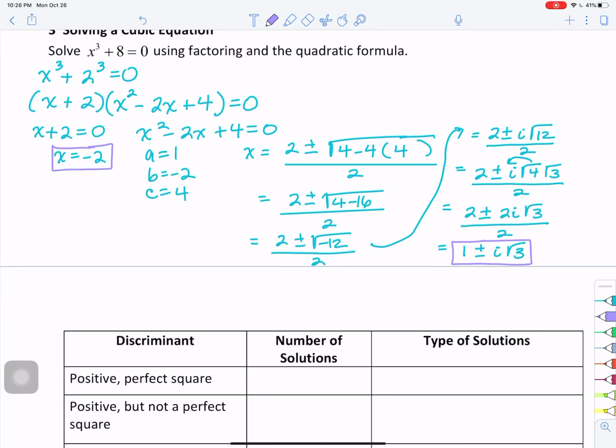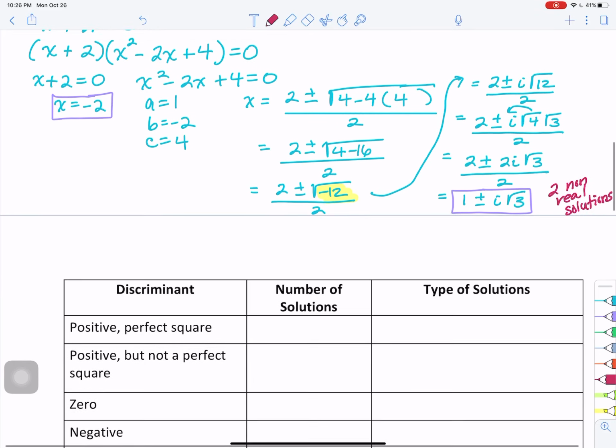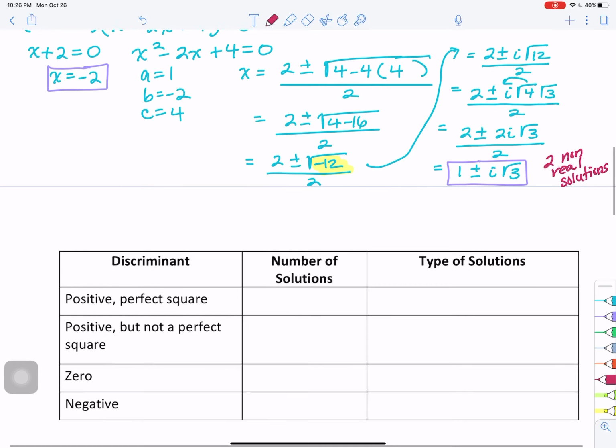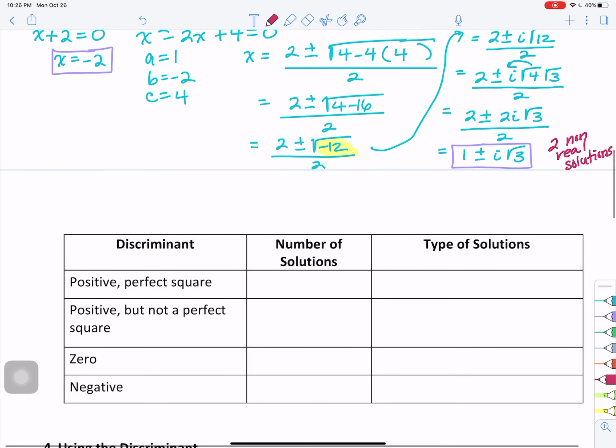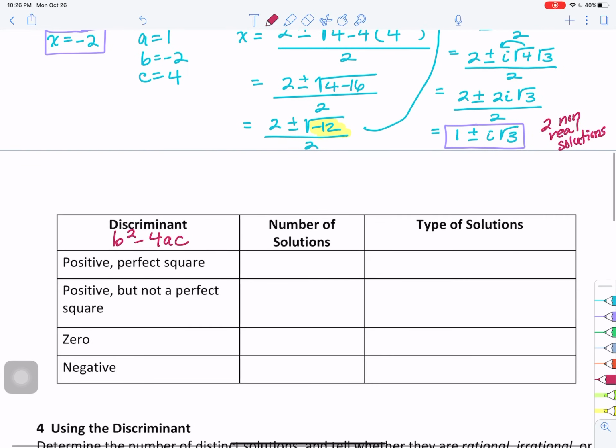I want to point something out. This discriminant is negative, so we expected 2 non-real solutions. Okay? Let's review this discriminant, okay? This discriminant is just b squared minus 4ac. It does not have the square root on it, okay?